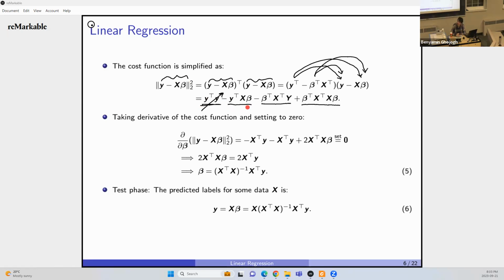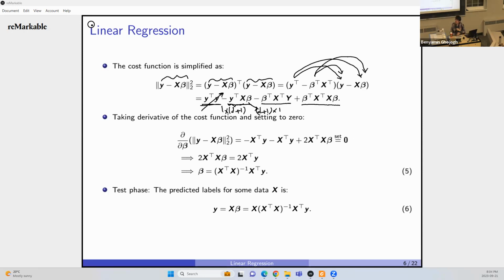What about this one? This is linear with respect to beta. So it becomes minus either y transpose x or x transpose y. Which one? According to the technique that I told you. You can see that. Let's see it for a second. This is d plus 1 by 1. This must be 1 by d plus 1, right?